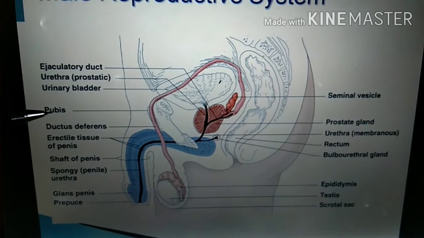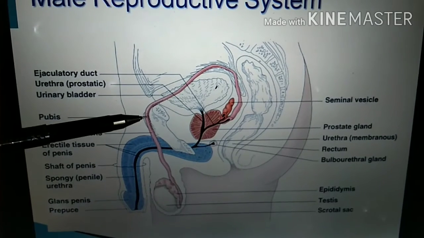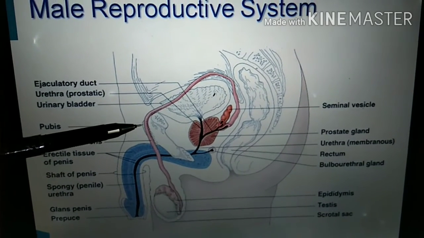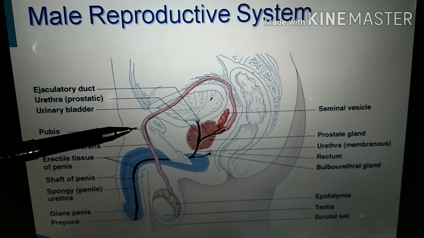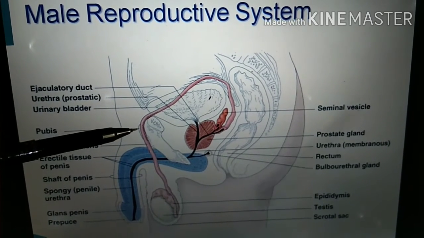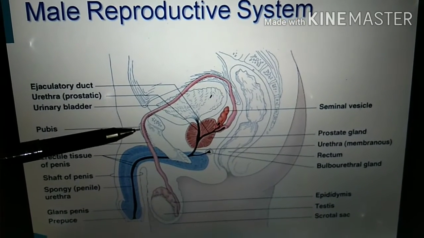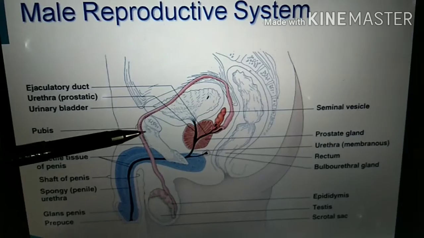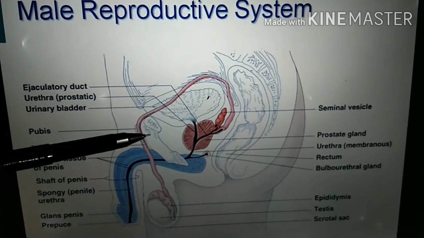Then the pubis. This is the pubis. The ventral and anterior of the three principal bones composing either half of the pelvis, also called the pubic bone. The pubis is also called the pubic bone.